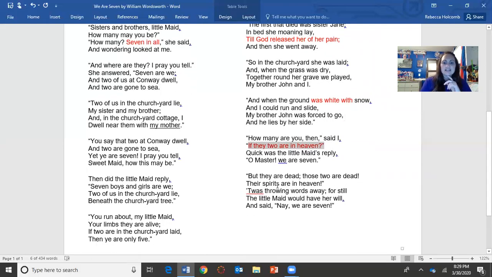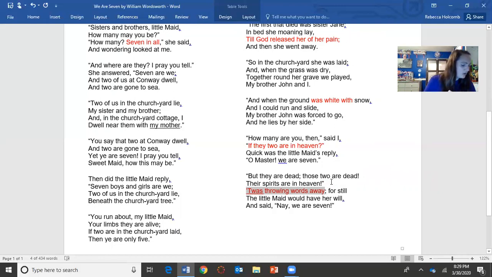The last thing I want to talk about is there's an idiom here. He uses this idiom, "'twas throwing words away." This just kind of means that it's just wasted. He couldn't convince her, he couldn't change her mind that even if her 2 siblings were dead, there are still 7 of them. And so that was an idiom there.